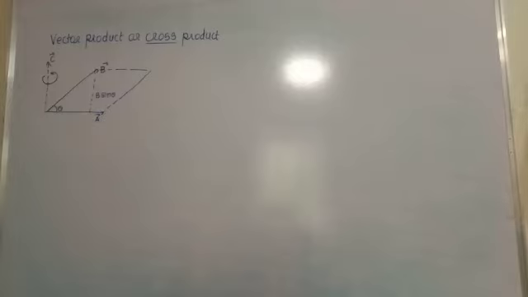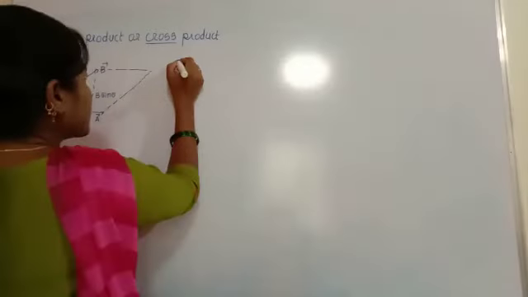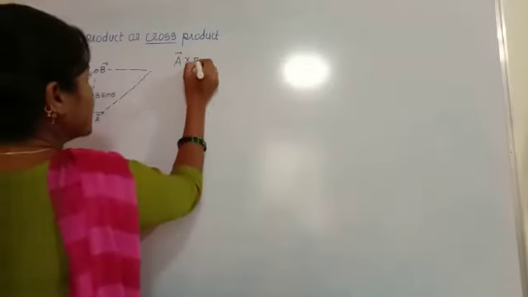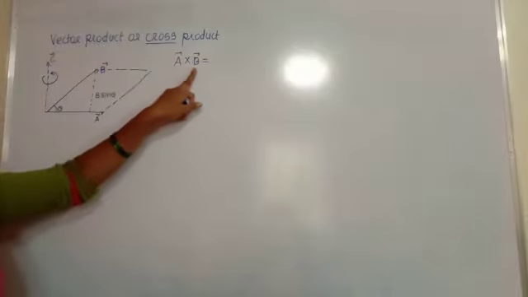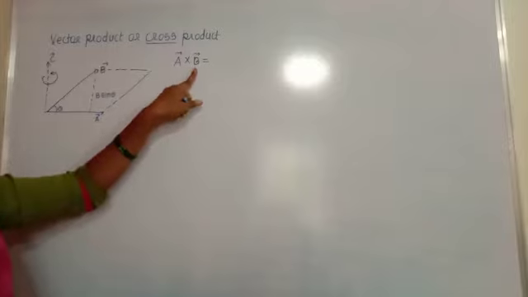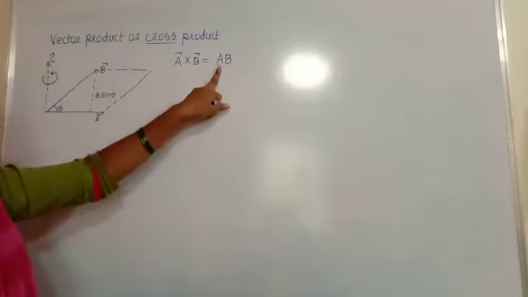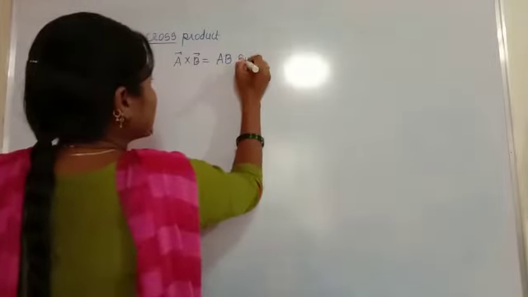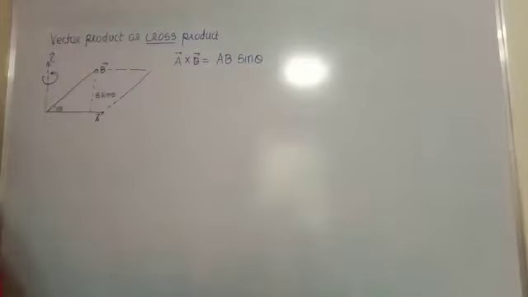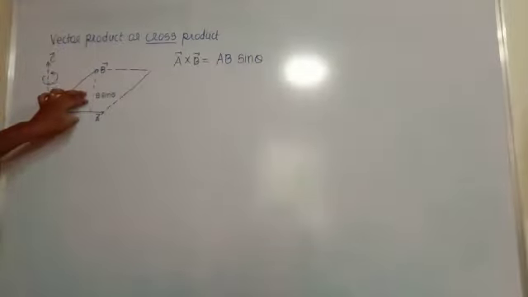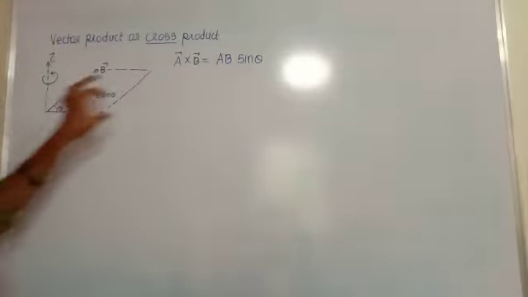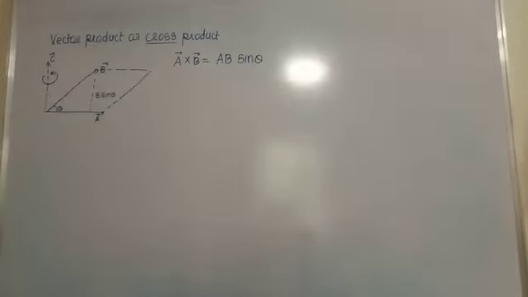The magnitude of vector A cross vector B is equal to the product of the magnitudes of the two vectors, A and B, and the sine of the angle theta between them. Its direction is perpendicular to the plane containing A and B, the plane where A and B are situated. So it is positive.